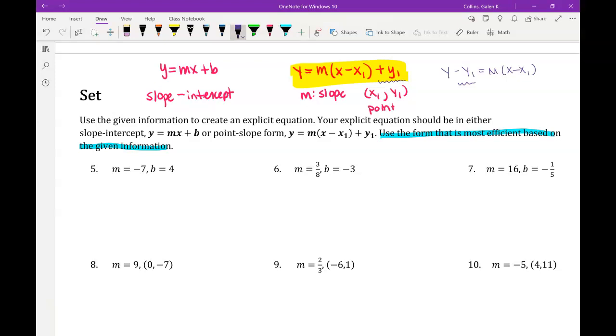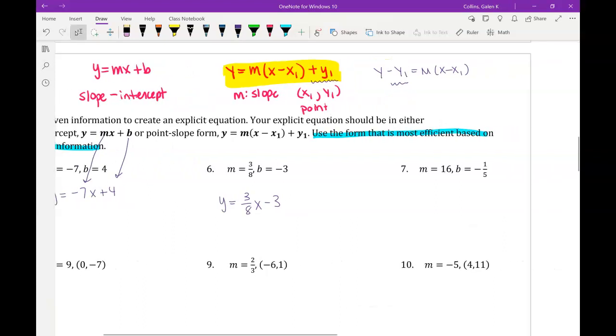All right, number 5, I've got my m, my slope, I've got my b. So I'm going to say y equals negative 7x plus 4. That's all it is. I'm plugging those in, b and m. All right, number 6, I've got my slope and I've got my y-intercept. So y equals 3/8 x minus 3. Number 7, same deal. y equals 16x minus 1/5.